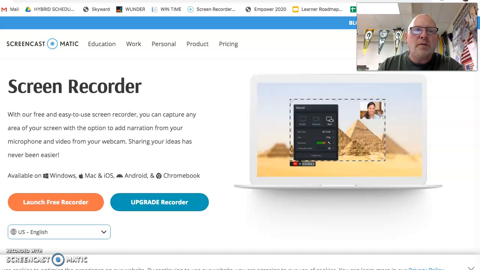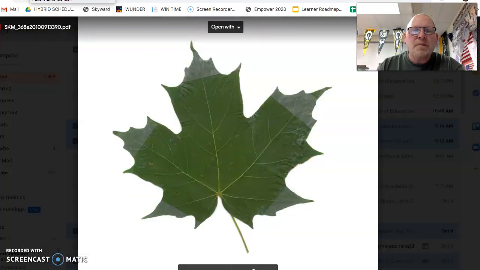Okay, so here we're going to take a look at the first type of leaf that we are going to try and identify together as a group. This happens to be a leaf that I picked from right outside the classroom window a week or so ago, and I pressed it in a magazine, and now I've taped it down and scanned it into the computer, so that you can see it while we're working with this.